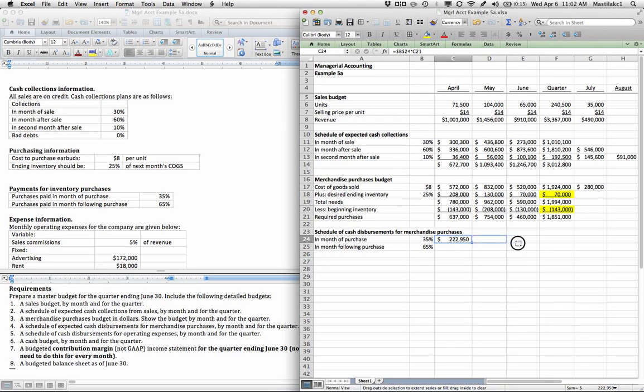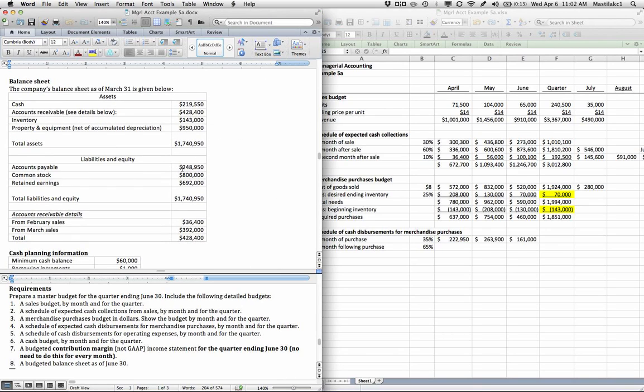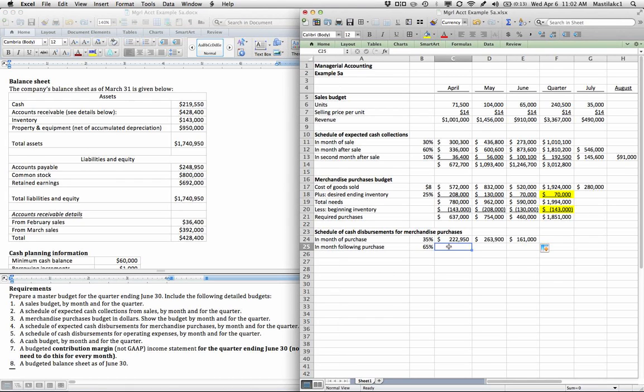And so we can drag this across to our 3 months, and we can see that in May, we're paying for 35% of what we buy in May, and in June, we're paying 35% of what we buy in June. We also know that in April, we have to pay for 65% of what we bought in March. And again, we can look at our accounts payable, and we can say that as of March 31st, we owed our suppliers $248,950. $248,950 is what we owed our suppliers at the end of March and have not yet paid for.